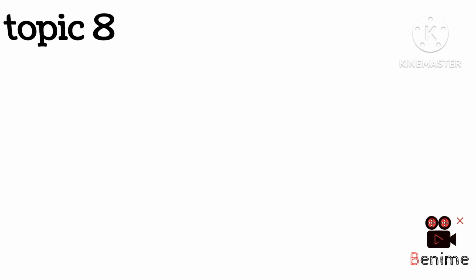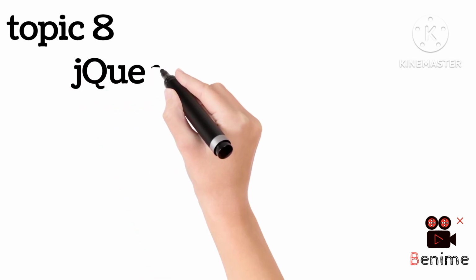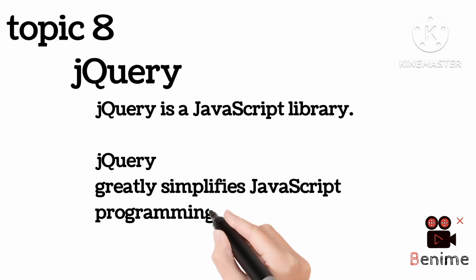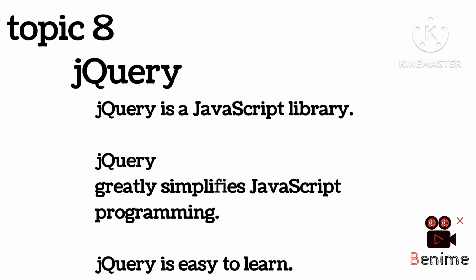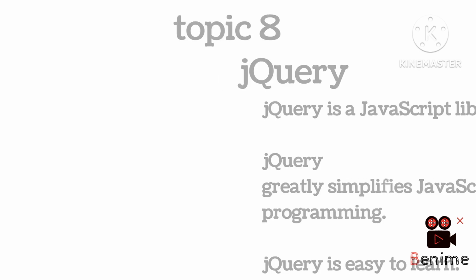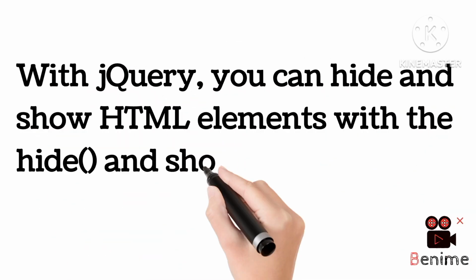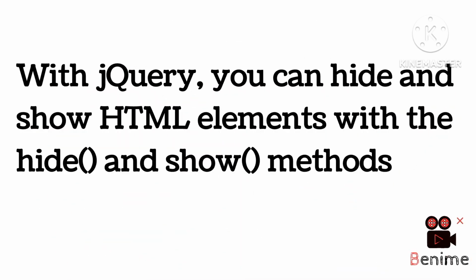Let's get to the last topic of our video, which is our topic number 8, jQuery. jQuery is a JavaScript library. jQuery greatly simplifies JavaScript programming. jQuery is very easy to learn for beginners. With jQuery, you can hide and show elements with the hide and show methods.